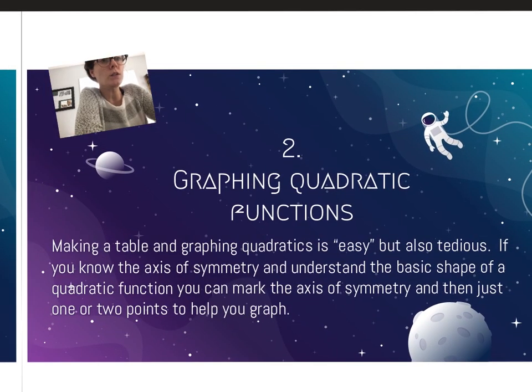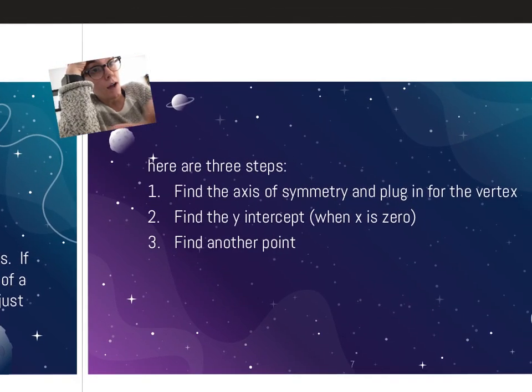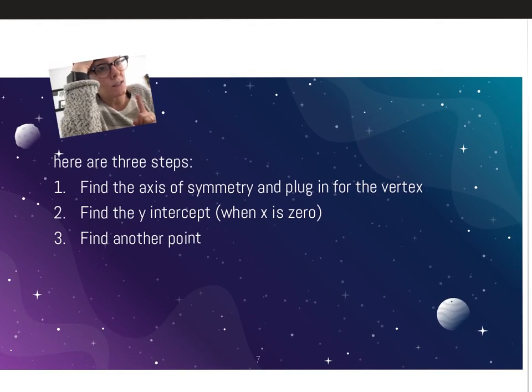So when we're graphing quadratic functions, in our last lesson we talked about making a table and then you just plot the numbers. That's fine, that works, but it's also very tedious. It takes a long time. So if we know the axis of symmetry and understand the basic shape of our quadratic function, is it a smiley face or a frowny face, you can mark the axis of symmetry and then just use 1 or 2 points to help you graph. So how we're going to do that is we're going to find the axis of symmetry, and then we're going to plug that in for the vertex.